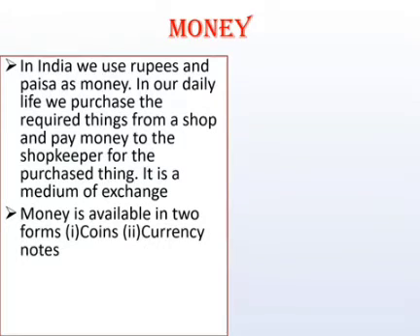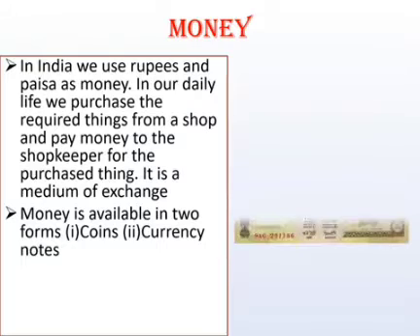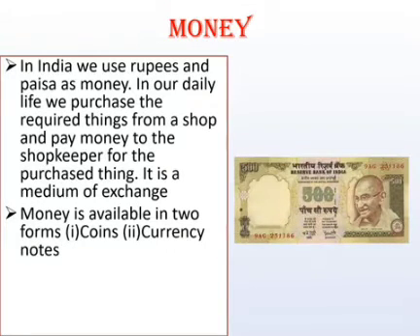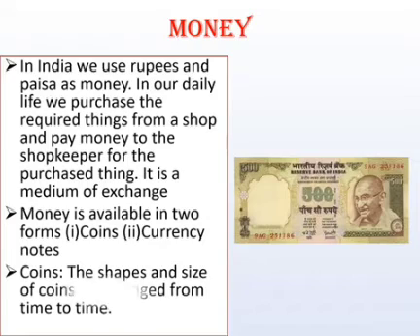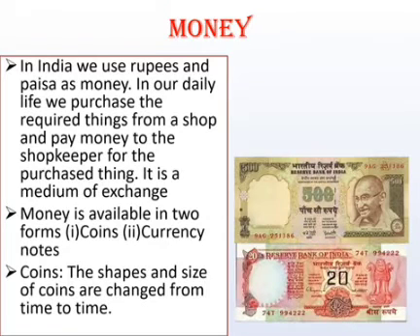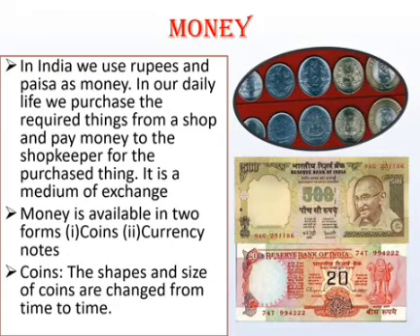Money is available in two forms, that is coins and currency notes. The shapes and size of the coins are changed from time to time. You can look into this picture, children. I have given you different kinds of coins there with the different shapes.